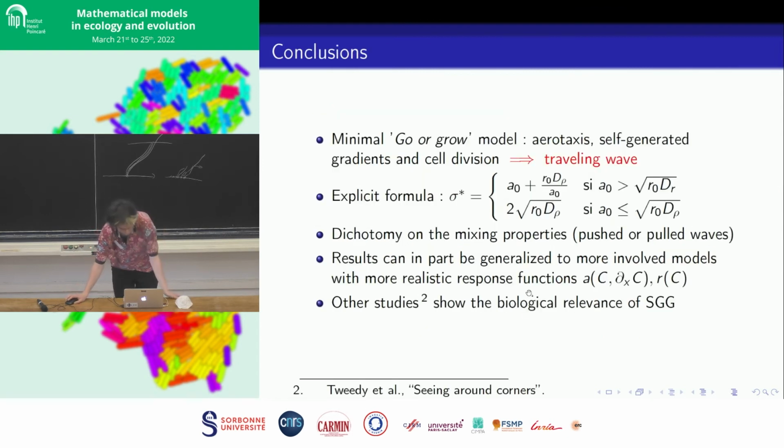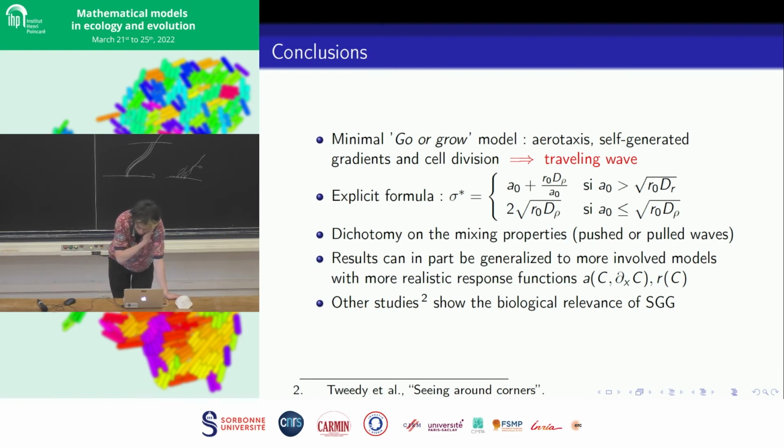As a conclusion, we came up with this minimal go-or-grow model, and it proves that aerotaxis, self-generated gradients, and cell division are enough to trigger a traveling wave. We came up with this explicit formula. We've shown that there's this dichotomy, and it also translates into a dichotomy on pushed or pulled waves, and that to some extent these results can be generalized to more involved models.